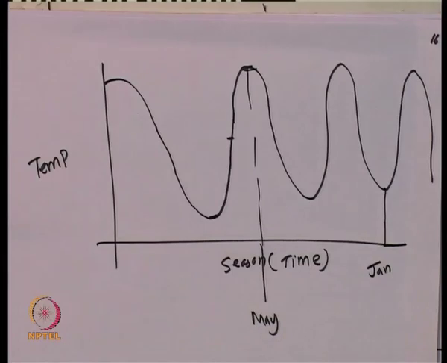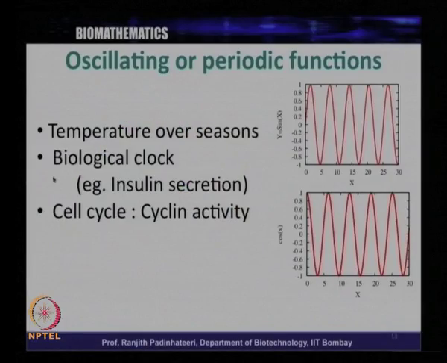So, temperature is a periodic function over seasons, and if you want to represent this natural phenomenon of temperature, you can say that this can be represented using sin x and cos x. A combination of sin x and cos x will represent this phenomenon of temperature rise and dip, increase and decrease in temperature, using sin x and cos x.